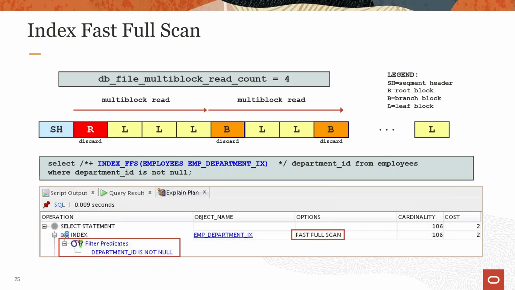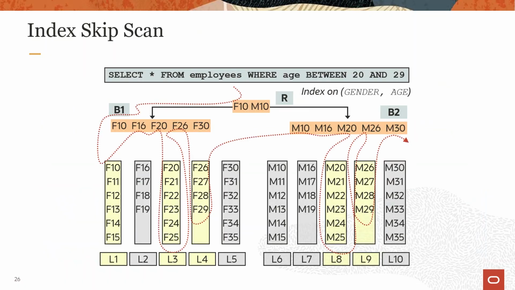This operation reads the entire index by using multi-block reads. A fast full scan is faster than a normal full index scan because it can use multi-block I/O just as a full table scan. Then the index skip scans improve index scans by skipping blocks that could never contain keys that match the filter column values.